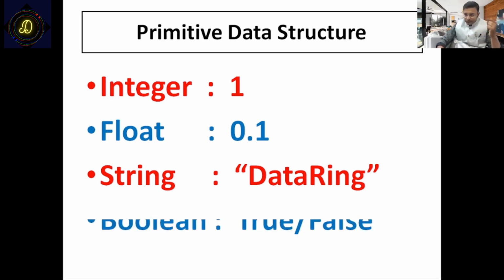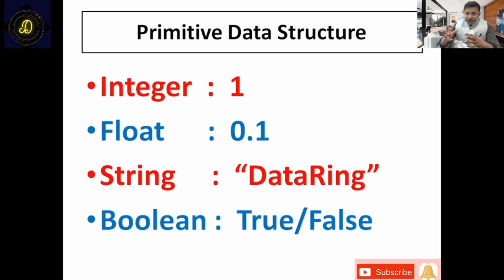Then boolean: true, false. These are booleans, like whether it is correct or wrong. Don't write correct or wrong, because if you write correct or wrong, it will give you an error. Also if you write yes or no, that will also give you an error. The boolean form is only true and false. There is so much confusion between true, false and yes, no. I have seen that, so don't be confused with that.